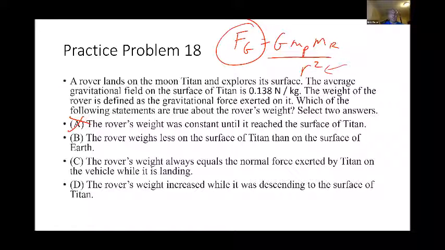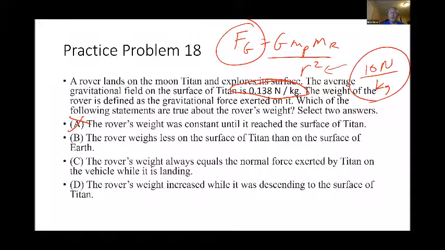B, the rover weighs less on the surface of Titan than on the surface of Earth. Well, here's the gravitational field strength of Titan. But I hope you remember that on Earth, that gravitational field strength is 10 newtons per kilogram, much more than it is on Titan. That means the force of gravity on Earth is way more than it is on Titan. And therefore, objects do weigh a lot less on Titan than they do on Earth. So this is a correct answer.